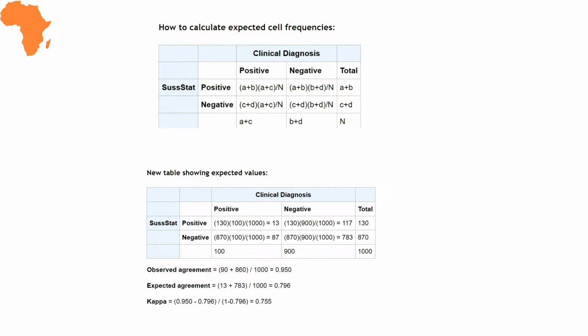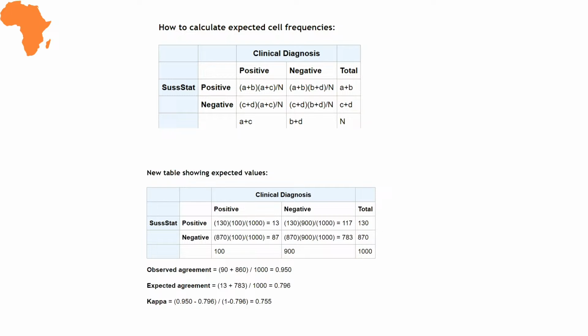So, over N. Expected C is C plus D times A plus C. This plus this plus, here is this plus this plus. That is how you calculate an expected, and you can do a chi-square test as well on that.